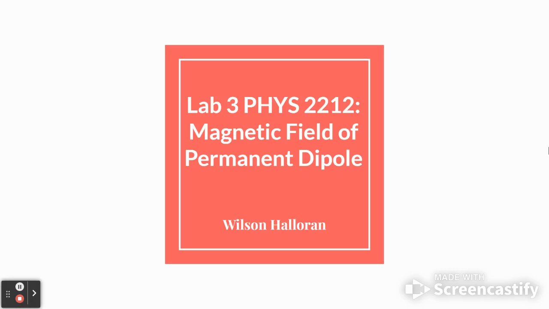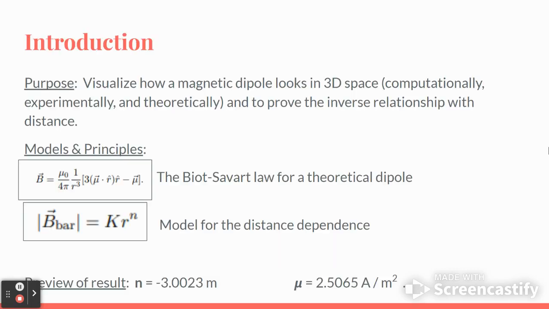Hello, welcome to Lab 3 for Physics 2, the magnetic field of a permanent dipole. The purpose of this lab is to visualize how a magnetic dipole looks in 3D space in three ways. Those three ways are computational, experimental, and theoretical.